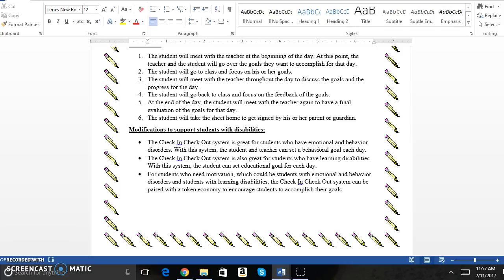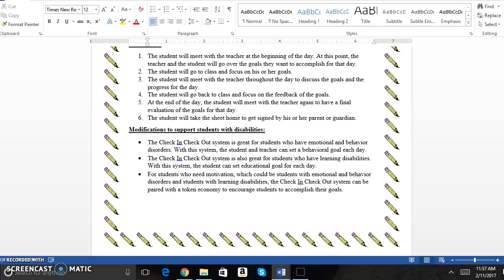With this system, the student and teacher can set behavioral goals each day. And hopefully, if they're working on the same goals every day, every week, by the time it's faded out, the student won't be having the behavior that they're trying to get rid of.